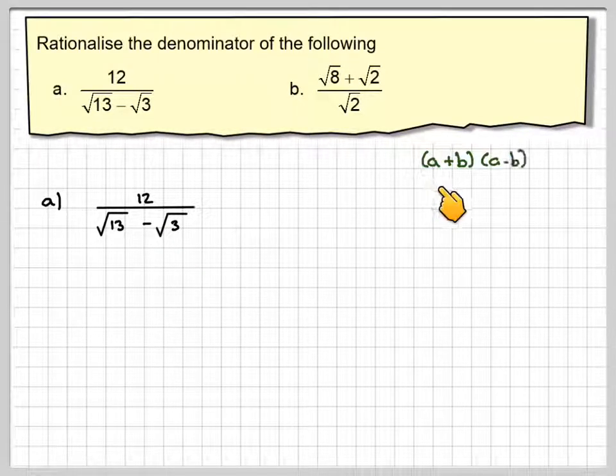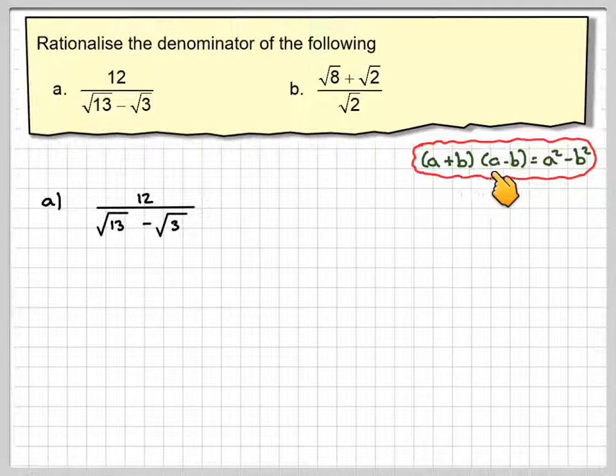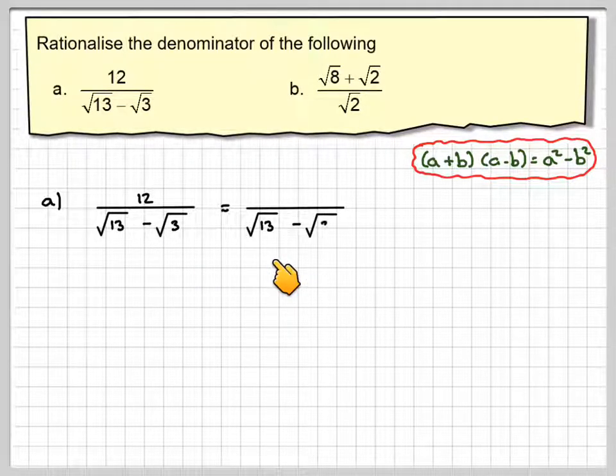Now, to do this type, we need to use the idea that (a plus b) times (a minus b) is a squared minus b squared. So here we've got a minus b, so we need to multiply by a plus b. So it's going to be root 13 minus root 3, and we're going to multiply by root 13 plus root 3. And because you've done it to the denominator, you must also do it to the numerator.